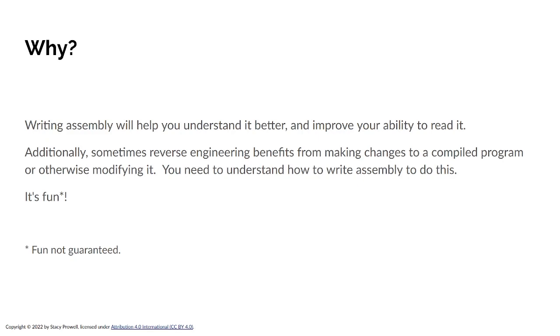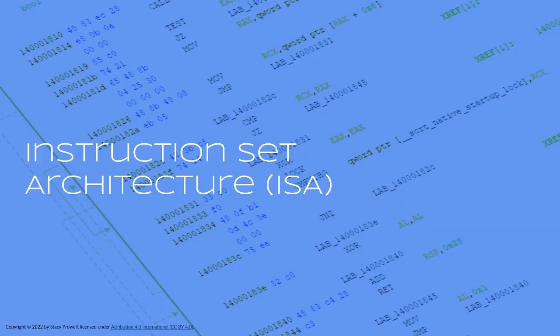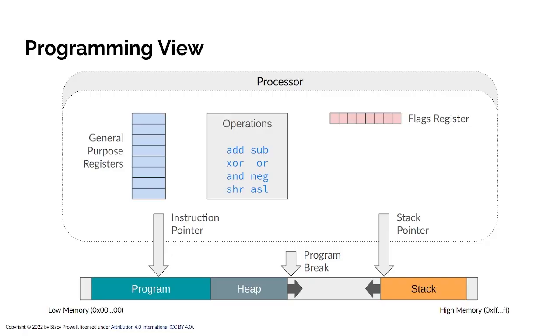Reverse engineering can benefit from making changes to a compiled program, right? Again, go back to that example. You're constantly having a hard time at this one section of a video game like Baldur's Gate, and you want to modify it. There's no source code. You need to go in and patch the binary, which means you need to write some assembly to do that. And so you need to understand how to write assembly to do that. And it's fun. It's fun to do this stuff. Programming is fun.